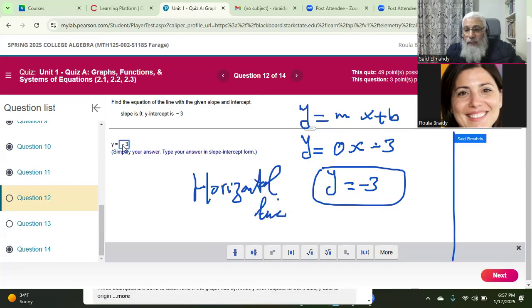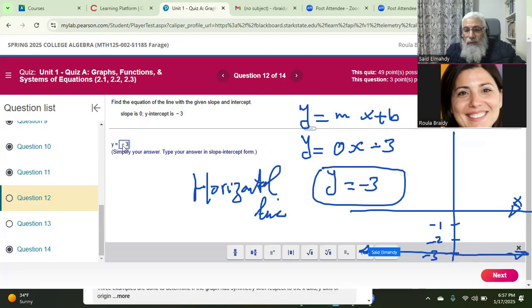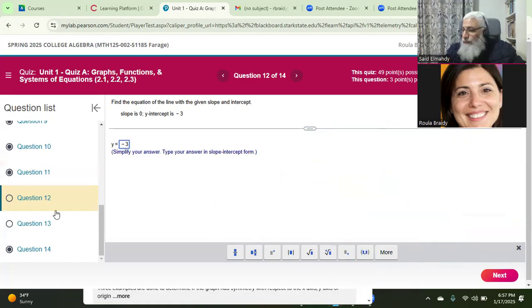This is the x-axis. So -1, -2, and -3, and this is the line. This is y equal to -3. The x-axis is y equal to 0. This is the y-axis and this is the x-axis. The x-axis has the equation y equal to 0, and the y-axis has the equation x equal to 0. So this line is y equal to -3. Okay.